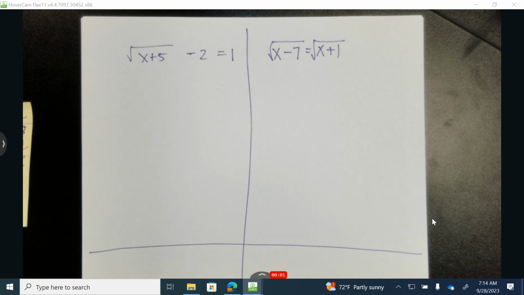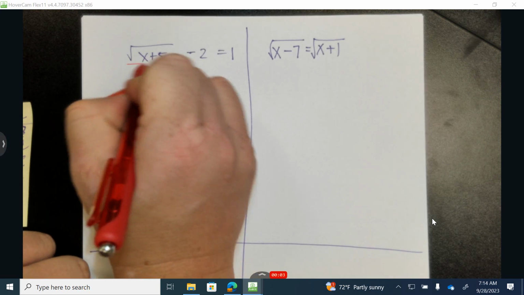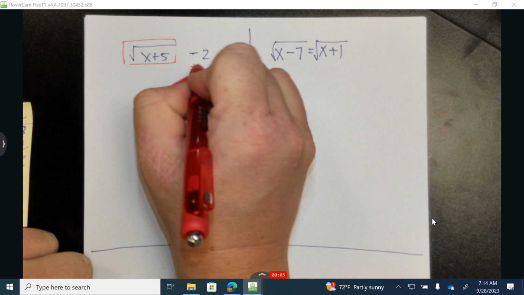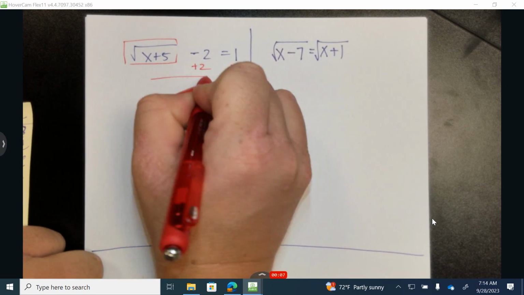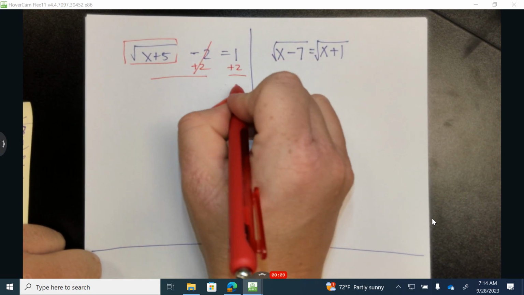First problem, we want to isolate this. So to get this by itself, I'm going to add 2 to the opposite side. You're taking this down if you're in front of me. 1 plus 2 is 3.